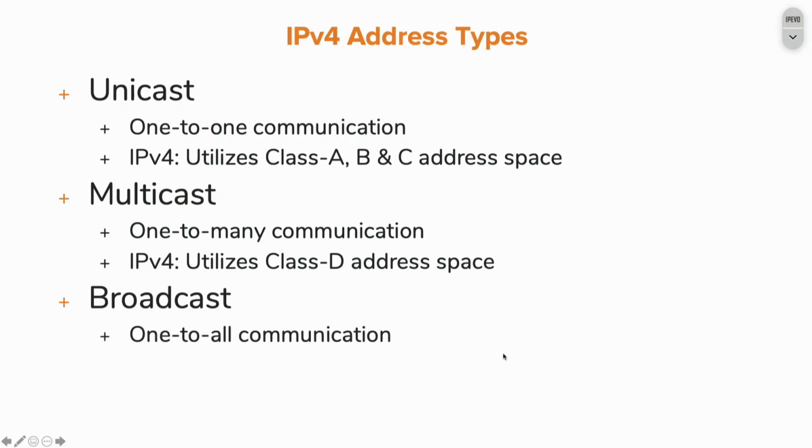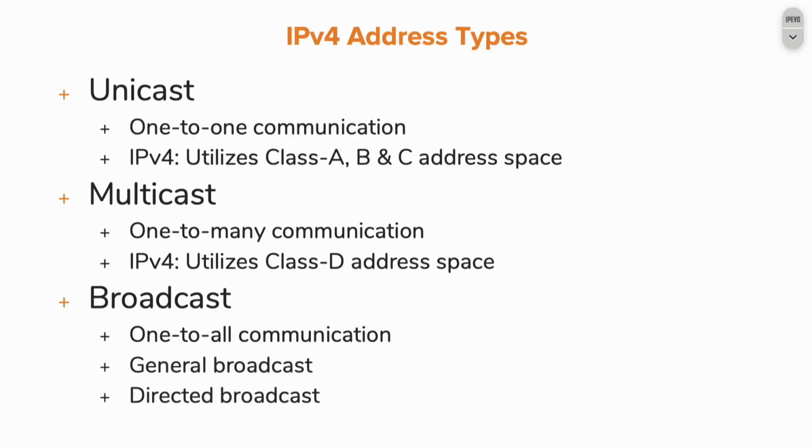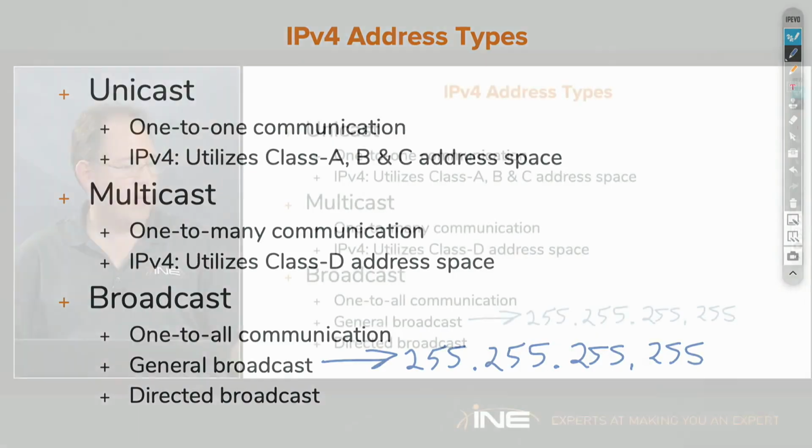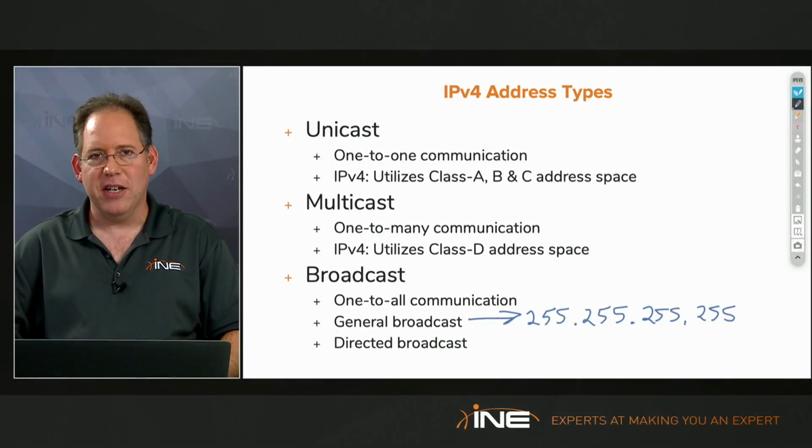And then the last thing, which I briefly mentioned, is broadcast. This is one-to-all communications, and there are two flavors of broadcast: general broadcasts and directed broadcasts. First of all, let's start with the general broadcast, because that's probably the one you're going to see the most often. Anytime you see a packet with a destination address that matches this pattern right here, that is a general broadcast. That means, hey, everybody, everywhere, you have to pay attention to this.